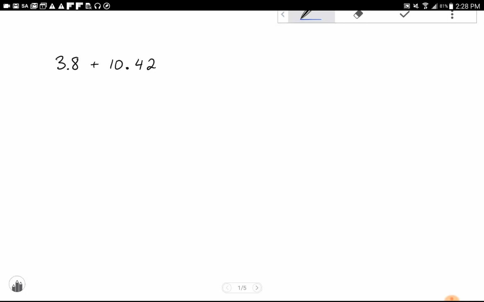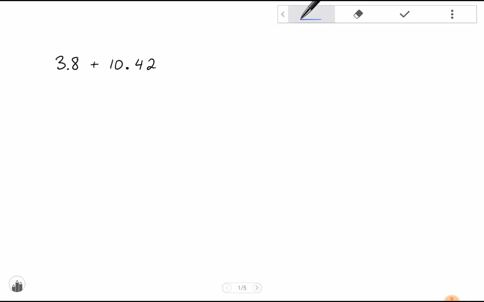Revision of the four rules with decimals. Let's do this problem here, 3.8 plus 10.42. So when we write this out, we want to make sure that they line up in the correct position. So that is to say, tens in the tens column, ones in the ones column, tenths in the right spot, and hundredths in the right spot if there are any.